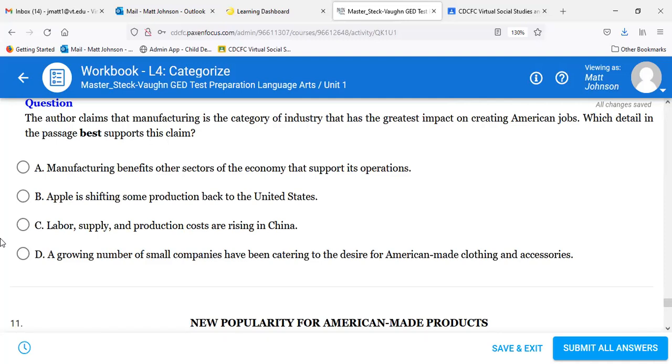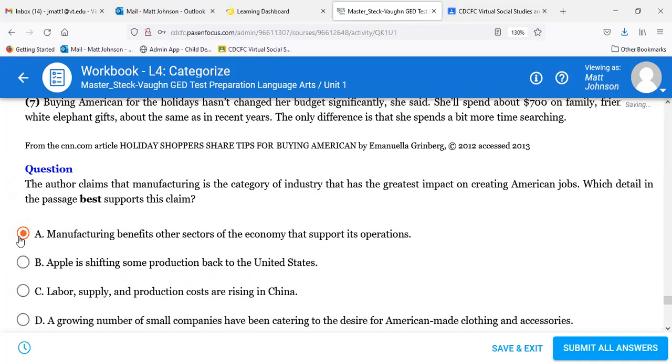Which one do we want to go to there? It's A. Yeah. Manufacturing benefits. Right. So A there.